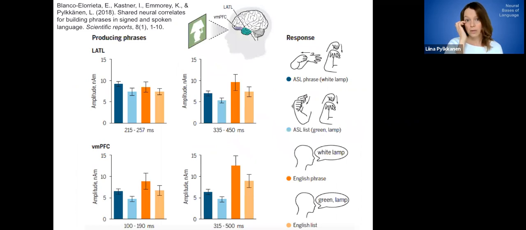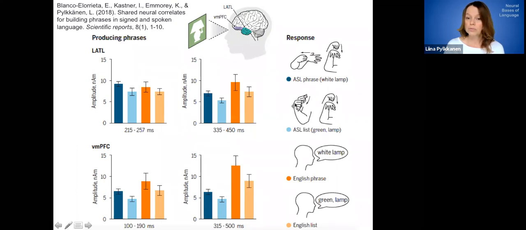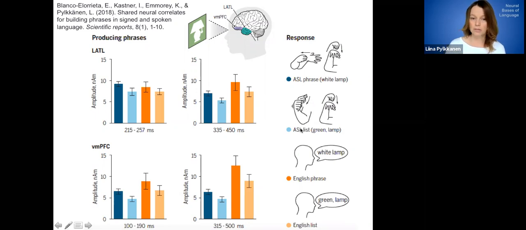And here's what we learned. So the blue data are ASL, the orange data are English, and the darker bars are the phrase conditions, and the lighter ones are the list conditions. And so now we should look at English first.